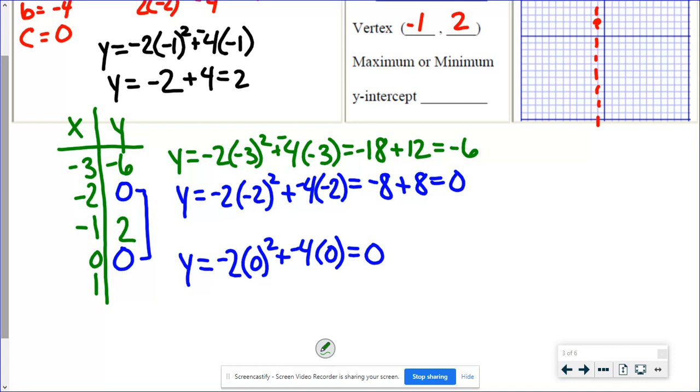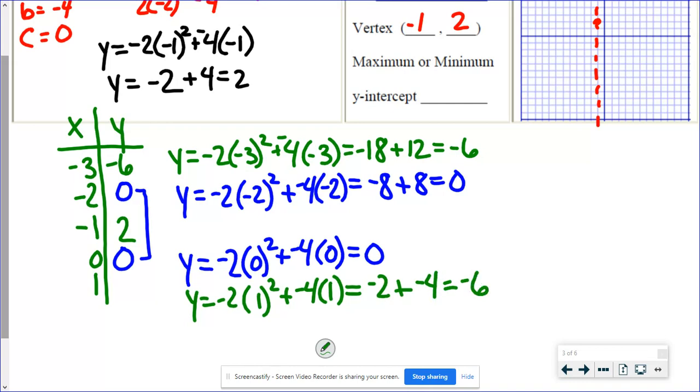So when I put in a 1, I'll have y equals negative 2 times 1 squared plus negative 4 times 1. 1 squared is 1 times a negative 2 is negative 2. Negative 4 times 1 is a negative 4, and negative 2 plus a negative 4 is negative 6, which is what we were hoping it would be.